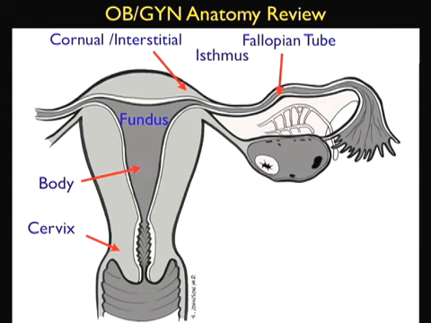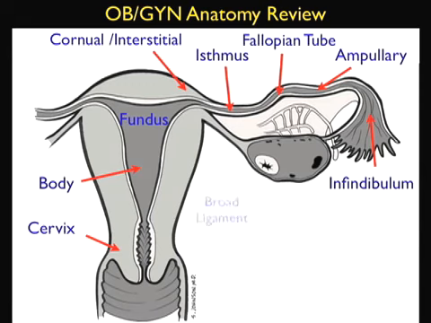We see the area where the fallopian tube enters into the uterus, which is defined as the interstitial region in a normal uterus and a cornual area in a bicornuate uterus. We also see the areas of the fallopian tube: the proximal isthmus, the intermediate ampullary region, which is where most ectopics are actually located, and the distal infundibular region.